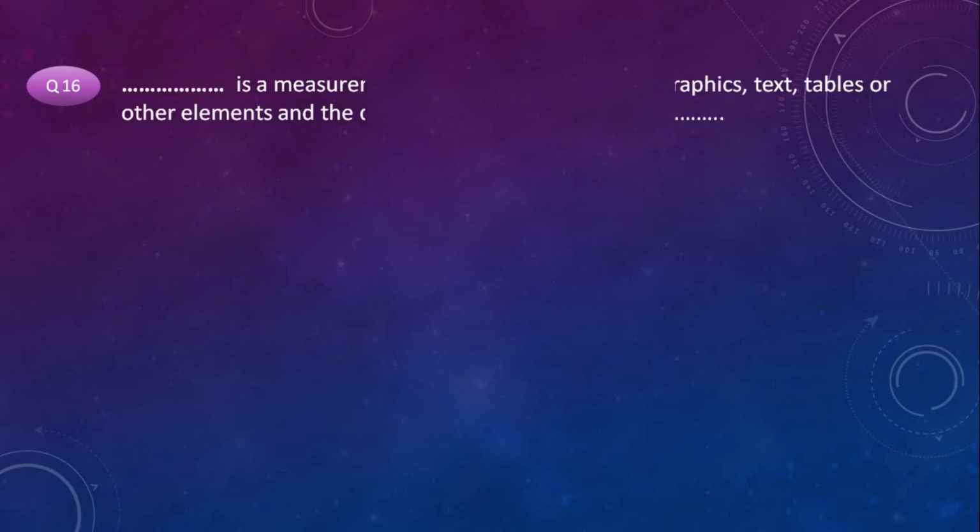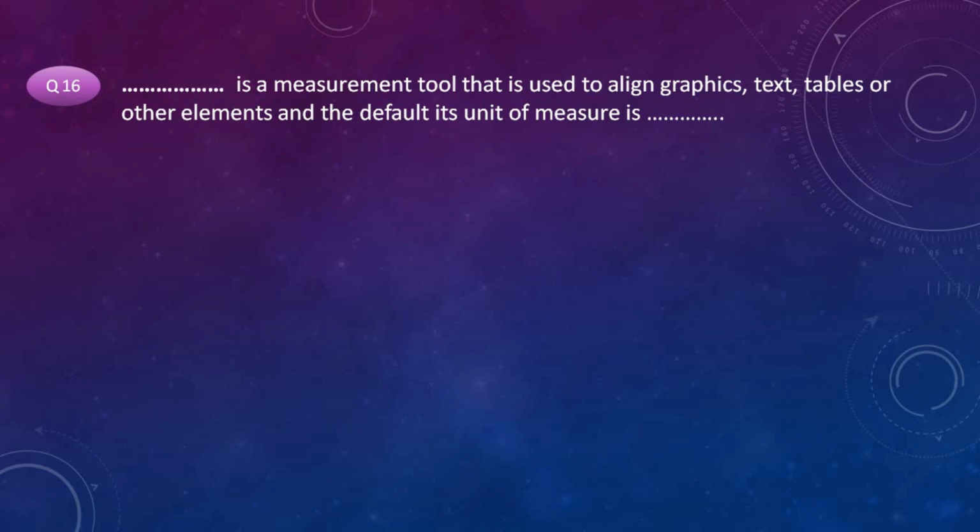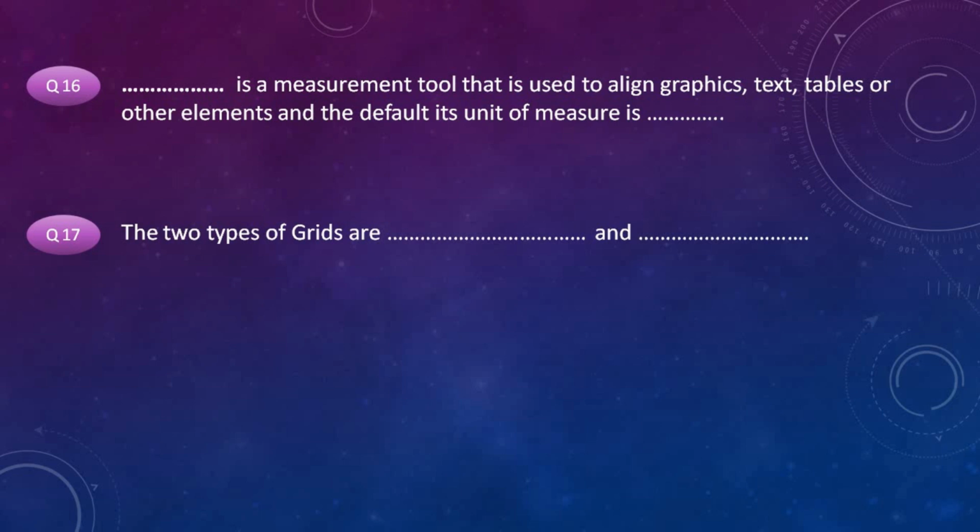Moving on to the next question. Dash is a measurement tool that is used to align graphics, text, tables, or other elements, and its default unit of measure is dash. The two types of grids are dash and dash. The answer for these questions: ruler is a measurement tool that is used to align any elements, and its unit of measure is picas. The two types of grids are baseline grid and document grid.